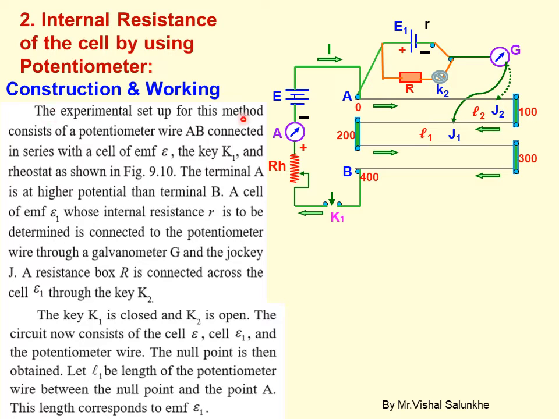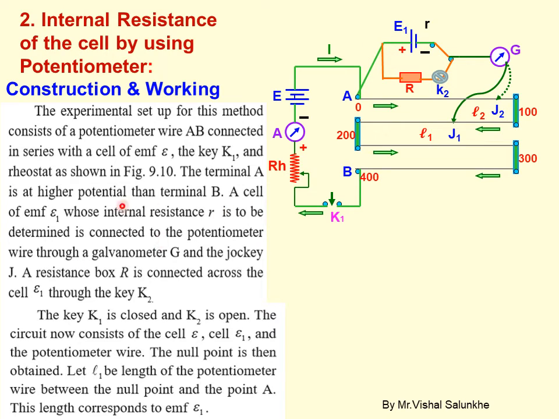The experimental setup for this method consists of potentiometer wire AB, which is connected in series with a cell of EMF E, key K1 and rheostat as shown in the figure. This is our primary basic circuit of the potentiometer. The terminal A is at higher potential than B, obviously. A cell of EMF E1 whose internal resistance R, means here we have only one cell. In the previous case we had two cells, because we were supposed to compare the EMFs, but here we have to calculate the internal resistance of this cell E1, isn't it? So we have only one cell in this experiment.